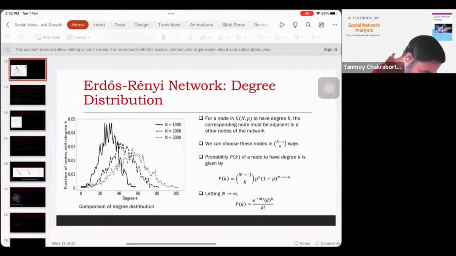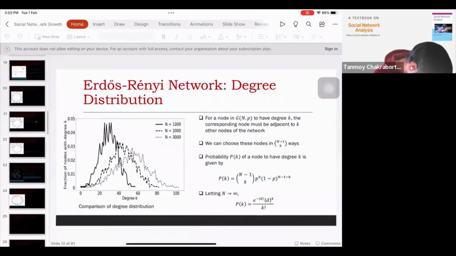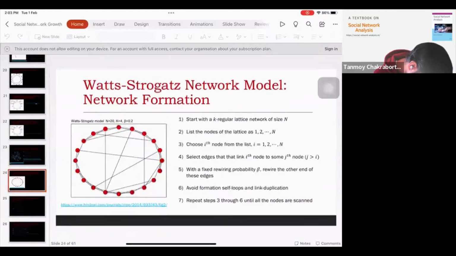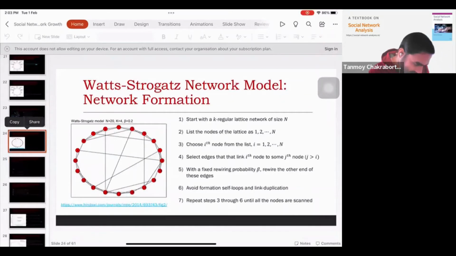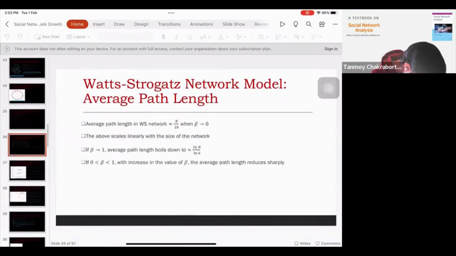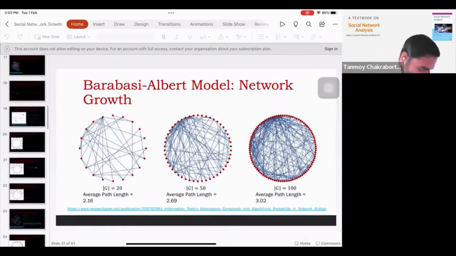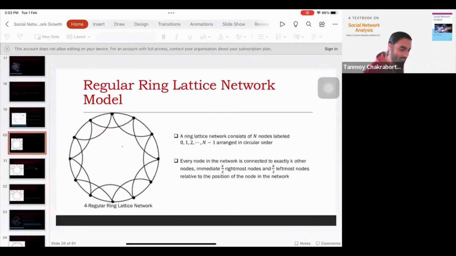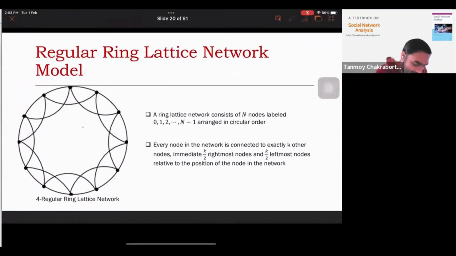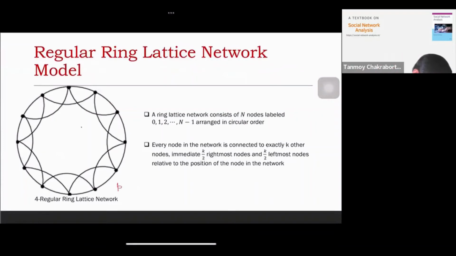Okay, let's look at this one. Right. So the idea is that you start with a regular lattice, and in the regular lattice, the p is again the probability of rewiring. Now, what do I mean by rewiring? Rewiring probability. Probability is p. What does it mean?